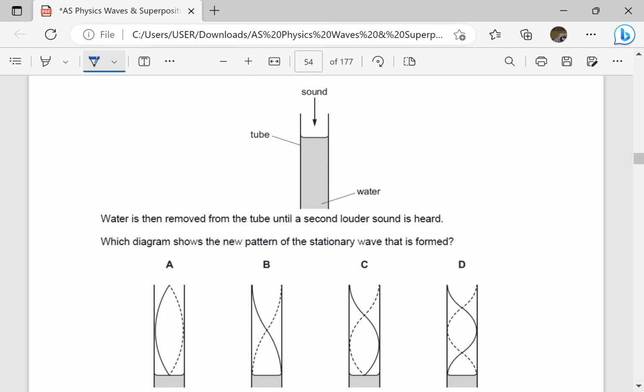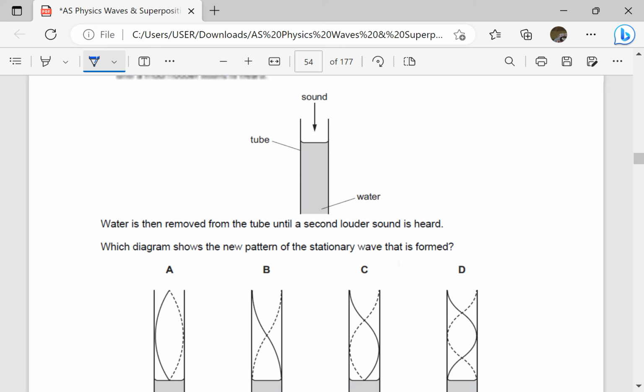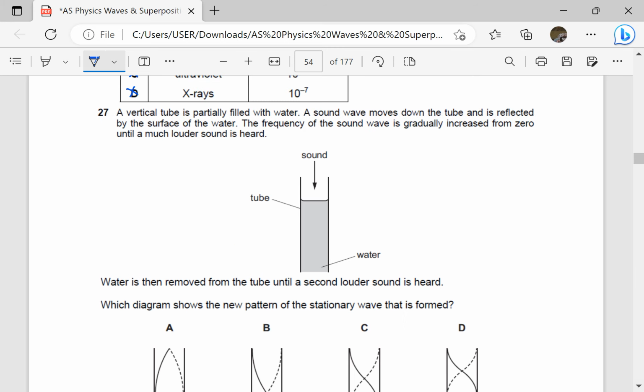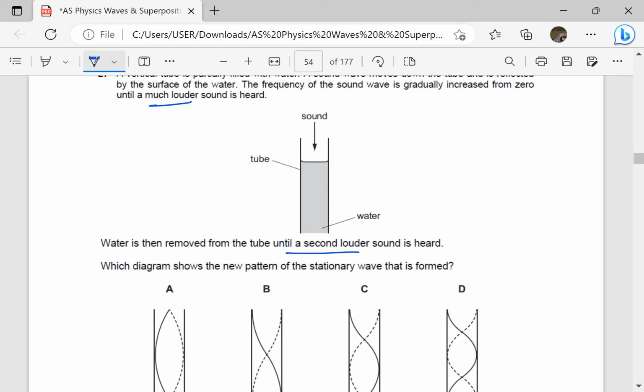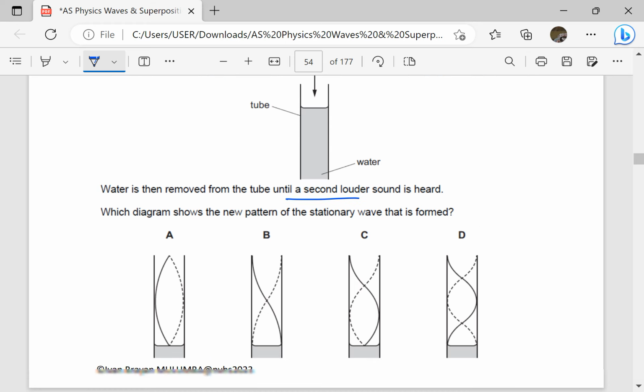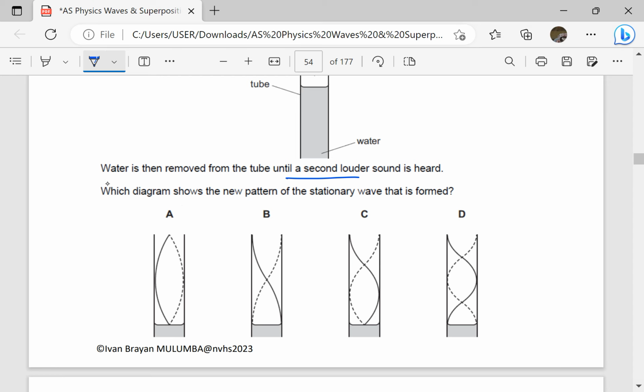Water is then removed from the tube until a second louder sound is heard. Which diagram shows the new pattern of the stationary wave that is formed? Of course, there is always an antinode at the open end, so A is automatically wrong.